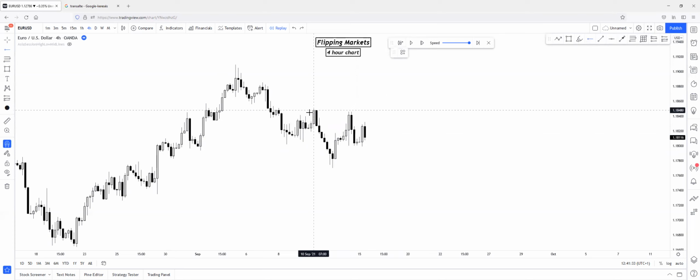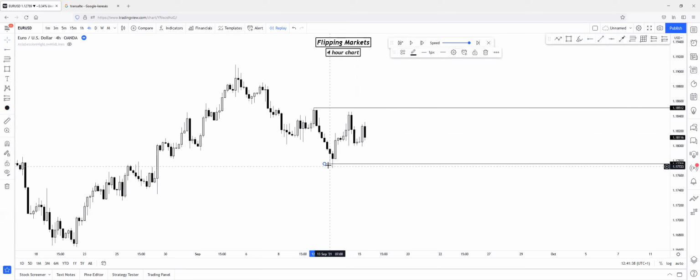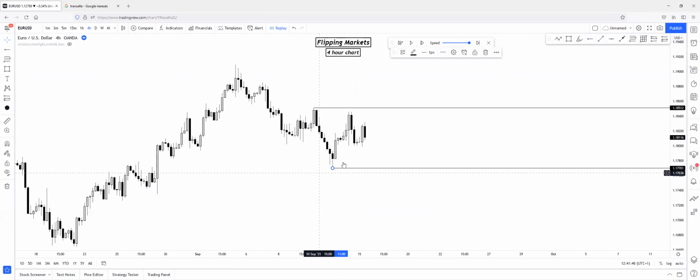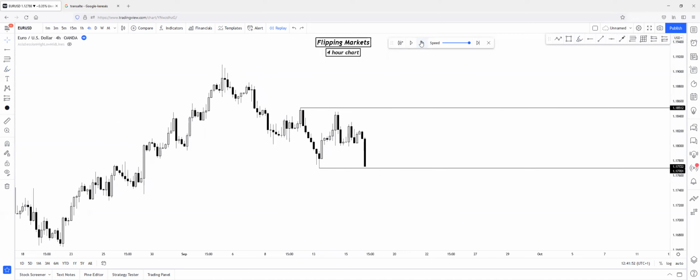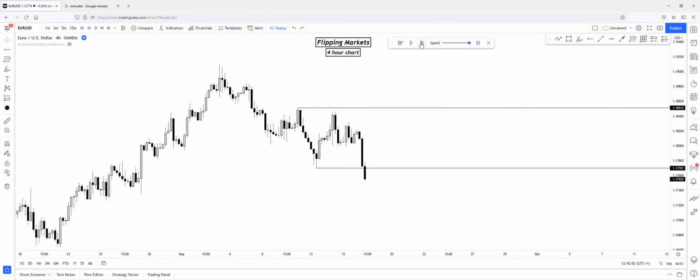So I will just mark the structure. Price is currently moving in this range. We have a high and a low. As soon as price breaks this low point, it will create a break of structure. So one of the three criteria will be fit. Okay, let's see what will happen. It's moving in the range. Okay, it created inefficient movement, but it didn't break below this low. As you can see, this is inefficient movement. Okay, it broke below the low.